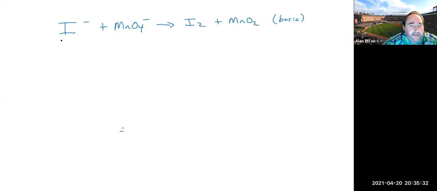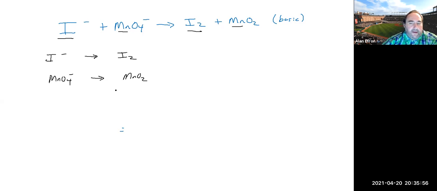Break this off into the half reactions. The simplest way is to find the two things that are the same element. So we would have I minus going to I2. This one has Mn, and this one has Mn, so we would take our MnO4 minus to our MnO2. These would be our two half reactions.